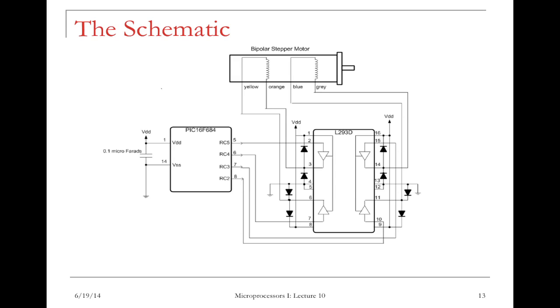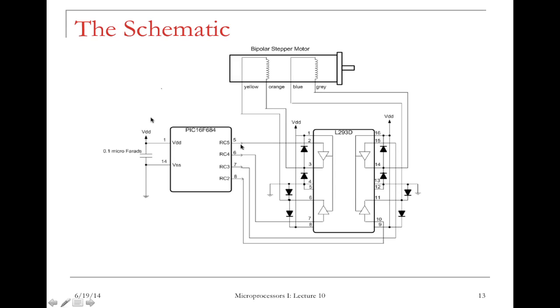Here's the schematic of the circuit. On the top we have the bipolar step motor, and we have 2 pairs of coils, and from there we have 4 terminals. And they are color coded yellow, orange, blue, gray. And then here we have the PIC microcontroller we'll use to drive this step motor. Now in between we have this L293D. This is called an H bridge.